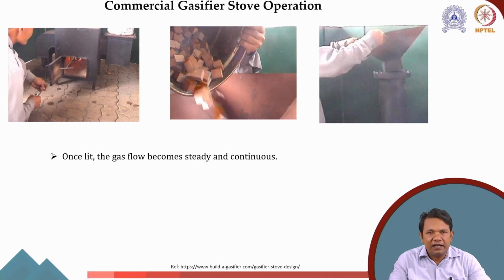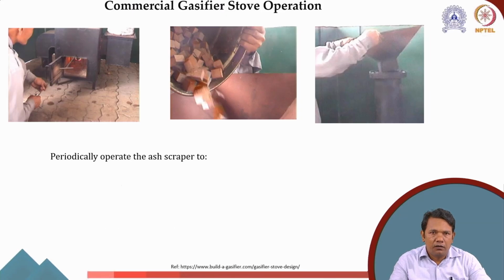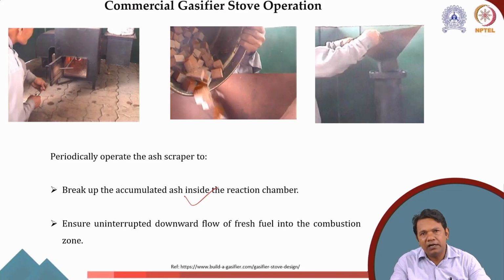Once lit, the gas flow becomes steady and continuous, and the stove can run for several hours on a single fuel load, because a lot of fuel can be stored in the fuel chamber. More fuel can also be added through the top of the fuel chamber to extend the operating time. Periodically, after 20 minutes or 1 hour, depending on how much fuel you have used and the ash content, you can use the ash scraper to break the accumulated ash inside the reaction chamber, to ensure uninterrupted downward flow of fresh fuel into the combustion zone.